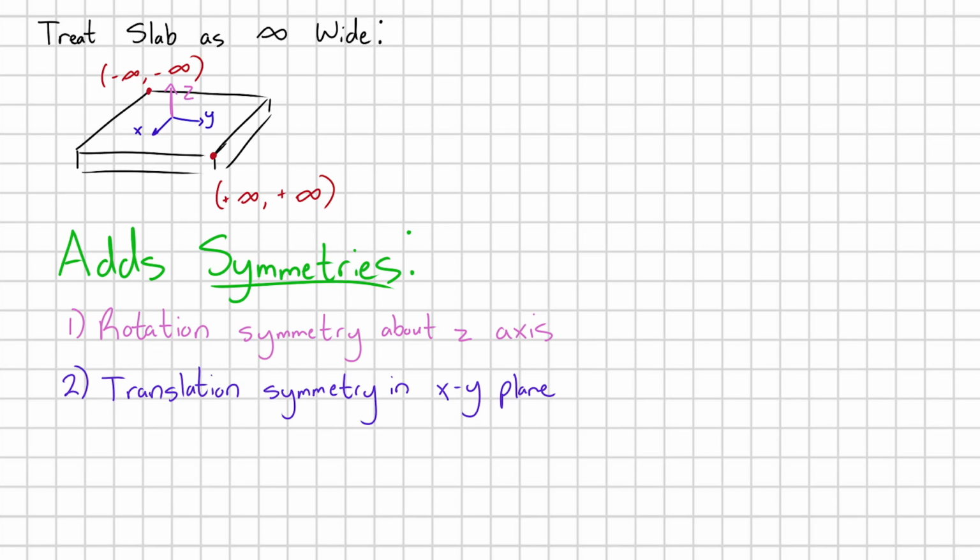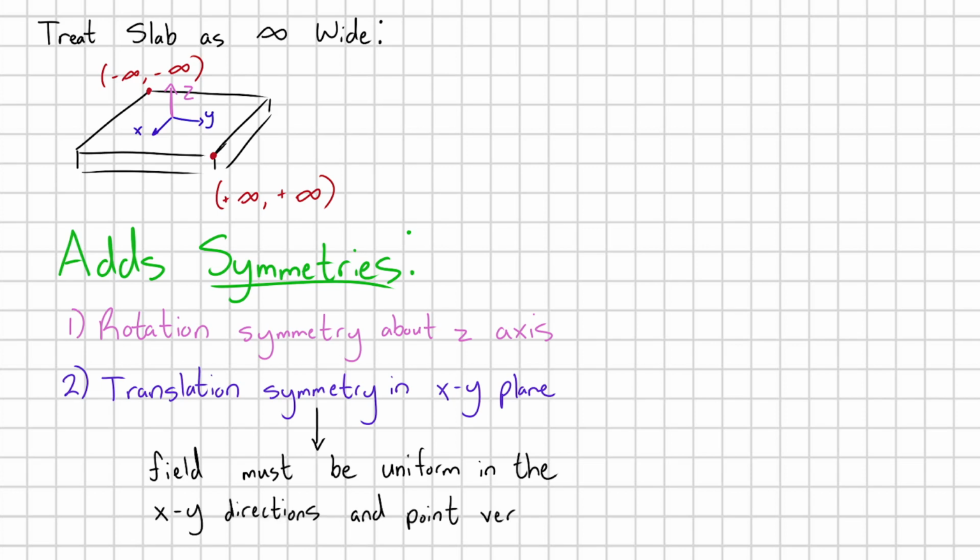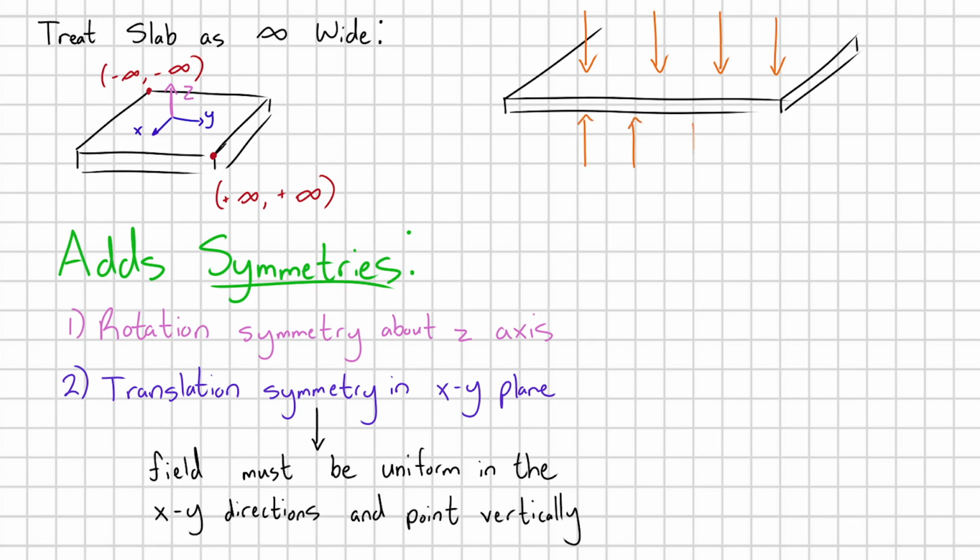Right, and so the gravitational field produced by this slab is also going to have to follow these two symmetries. So when you put these two together, you're going to find that the field must be uniform in the X and Y directions, and it's going to have to point vertically. Which should be pretty intuitive, right? We know we're going to get attracted towards this plane. Right, so this infinite slab approximation added a bunch of symmetries to our system, which then made our gravitational field very, very simple.